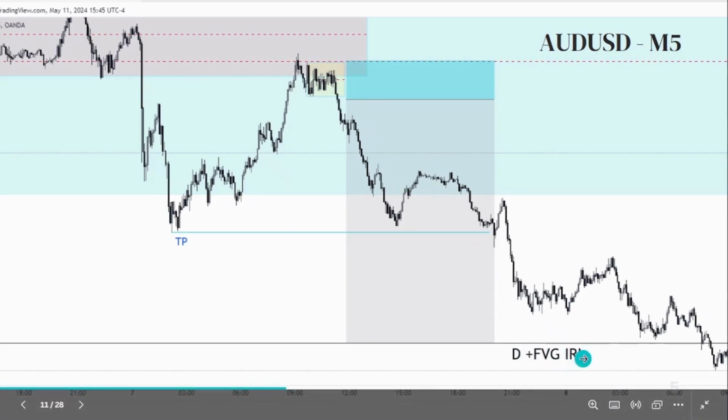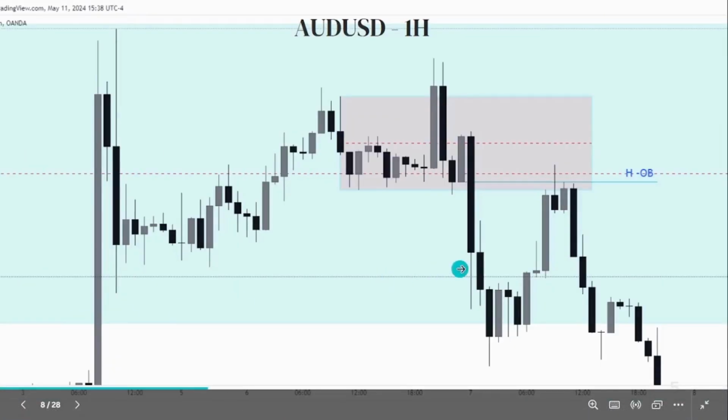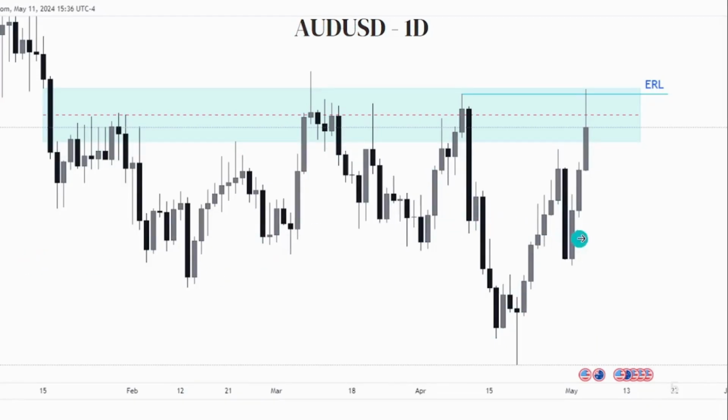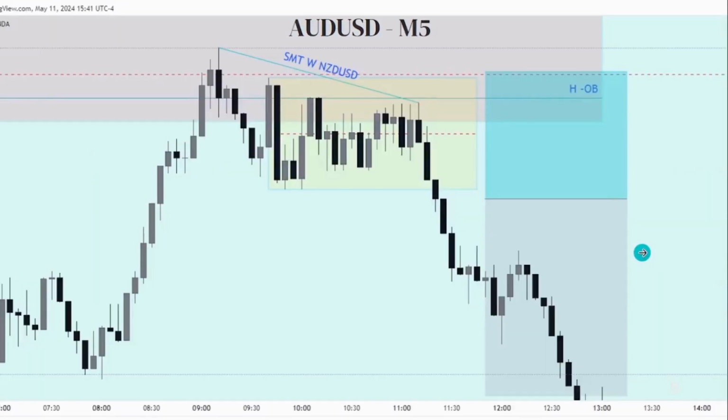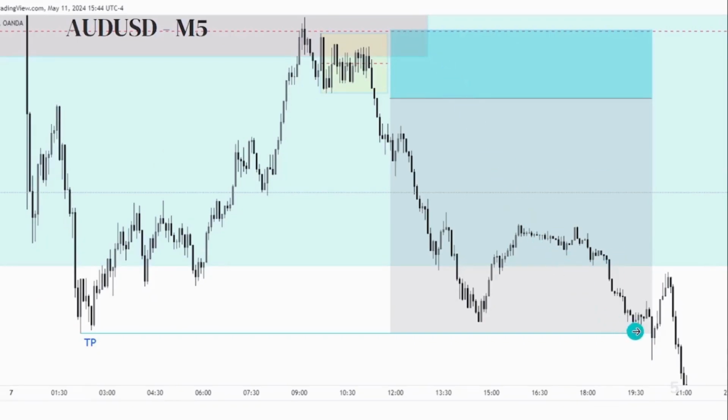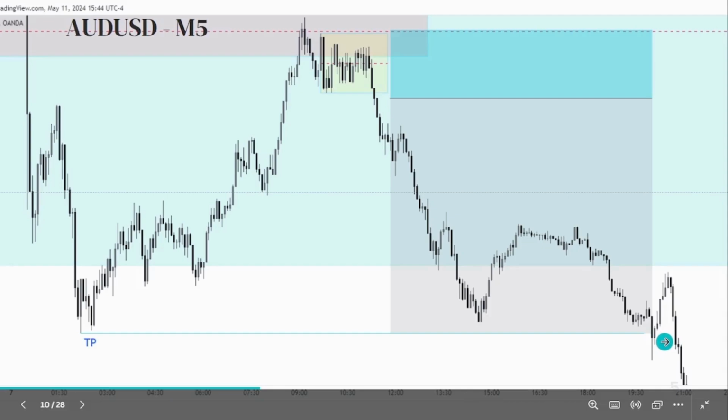Like this was the daily FVG IRL, which I said previously. You can see this daily FVG. Yes, this daily FVG IRL. After this ERL, what comes? This daily FVG. And price went so low that this daily FVG was also tapped. See, you can also hold these trades, but yeah, I don't recommend it.